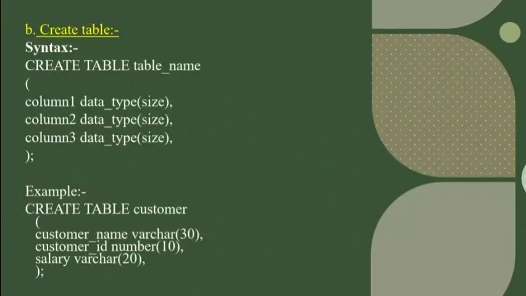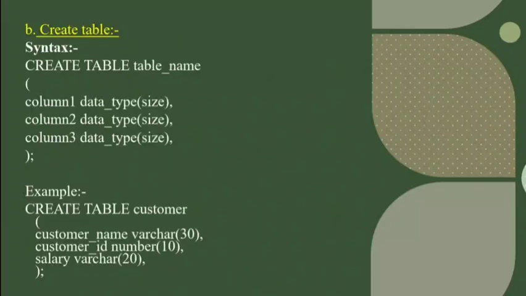Okay, so here I gave the example: create table customer. I'm trying to create the table with the name of customer, so I have provided customer in the place of table name when comparing with the syntax. I'm giving the column names as customer name, customer id and salary. So in the place of column 1 I gave customer name, in the place of column 2 I gave customer id, and in the place of column 3 I gave salary. If you want to give n number of column names, you can, no issues.